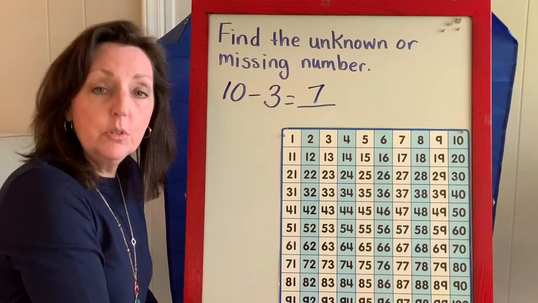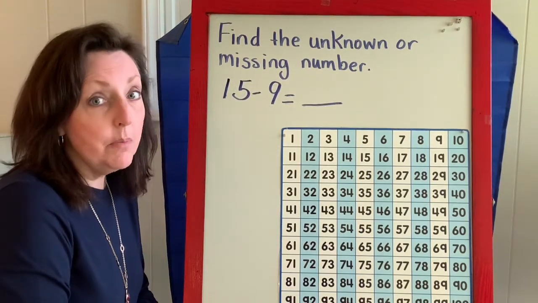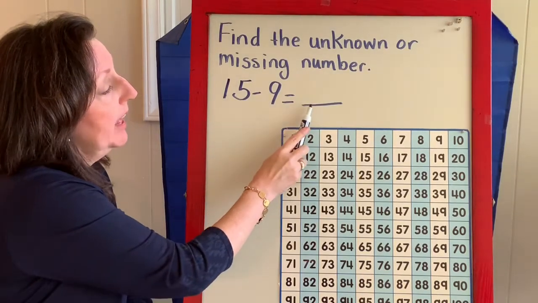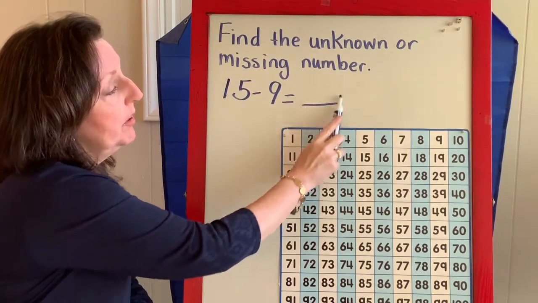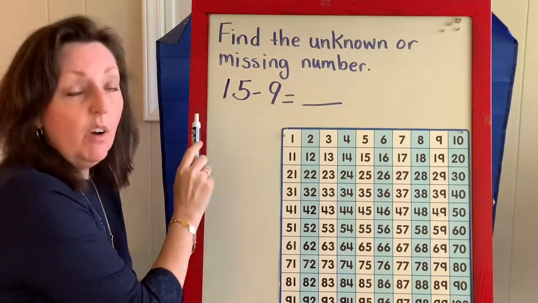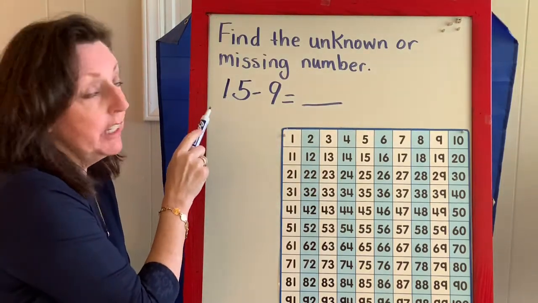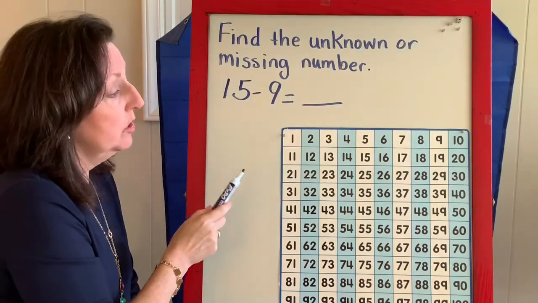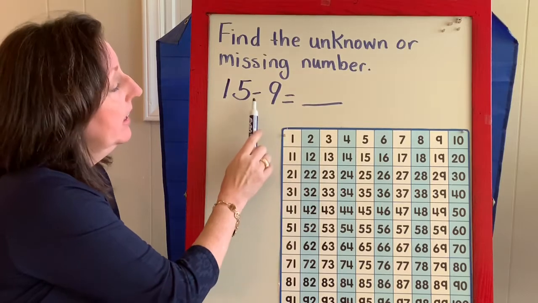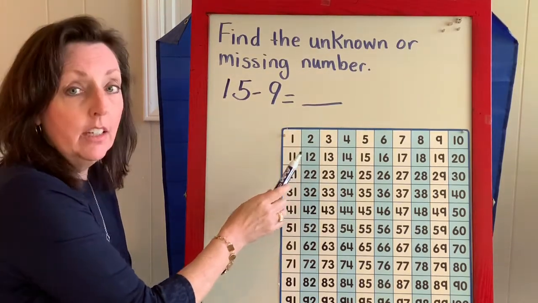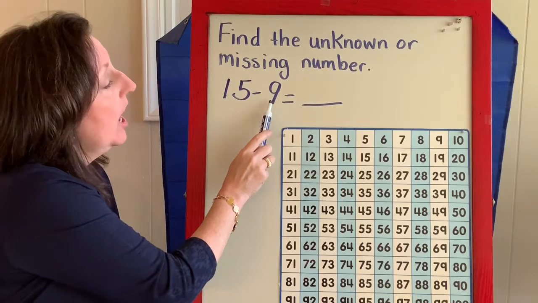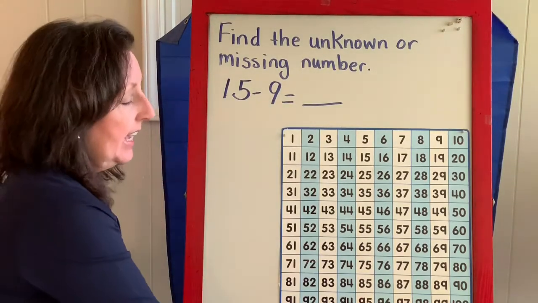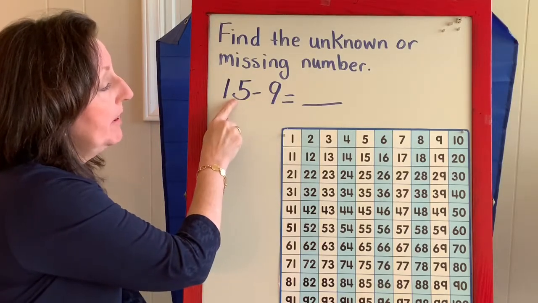All right, let's do another problem. In this problem, it's a little bit bigger. 15 take away 9 equals blank. Here's our missing or unknown number. That's where our answer would go. Now, we don't have 15 fingers that we can use to take 9 away. So there are lots of different strategies you could use. You could use your chart and count back, start on 15 and count back 9. You could go mentally and say, okay, hold the small number in your head, 9, and then you're going to count forward and stop at 15.